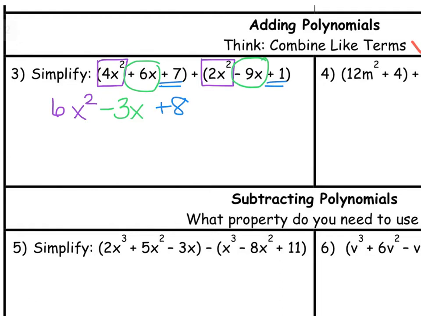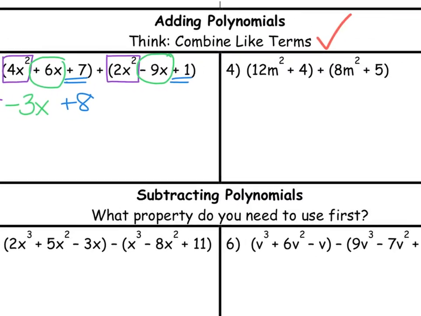Now we want to check to make sure this is in standard form. And we have our decreasing exponents, x squared, x to the first, and constants always go last. So what we ended up with here is a trinomial because it has 3 terms, and it's a second degree trinomial.